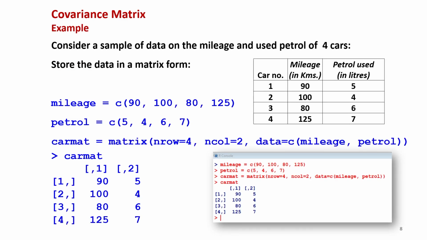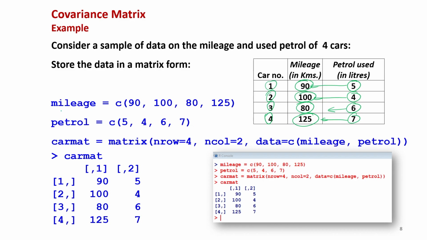So now let me take the same example which I took in the last lecture and show you how you can compute this covariance matrix. In that example, we had considered 4 cars, car number 1, 2, 3, 4, and we had recorded the data that car number 1 used 5 liters of petrol and covered 90 kilometers of distance. Car number 2 used 4 liters of petrol and covered 100 kilometers. Car number 3 used 6 liters and covered 80 kilometers, and car number 4 used 7 liters and covered 125 kilometers of distance.